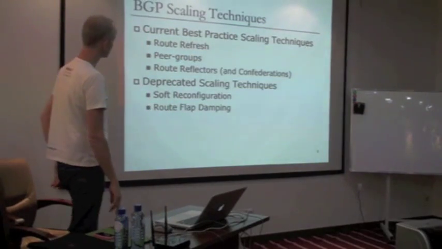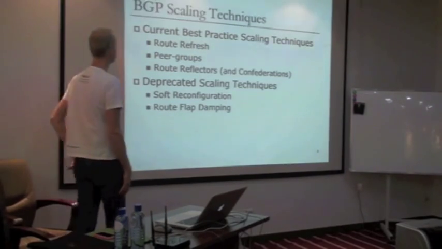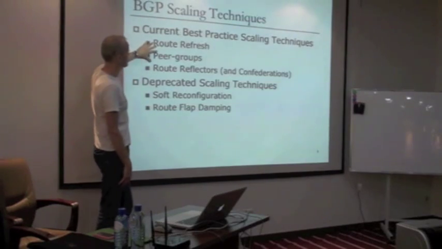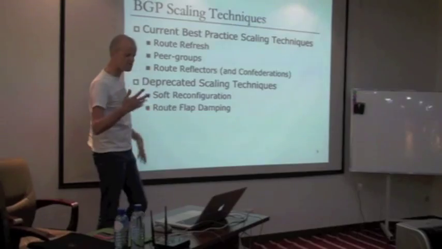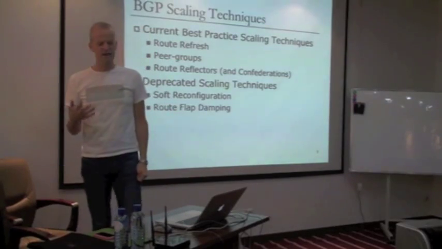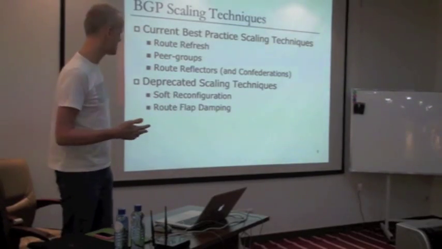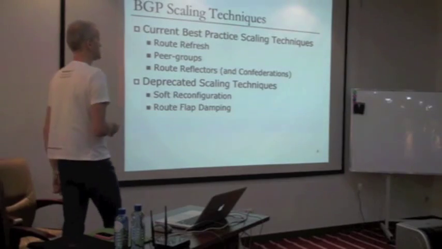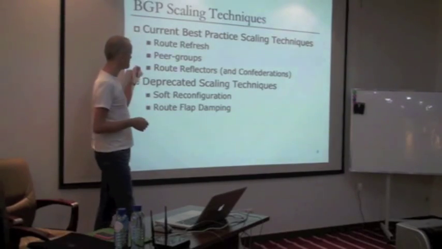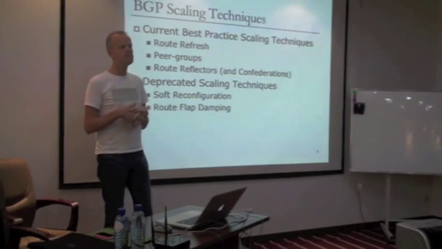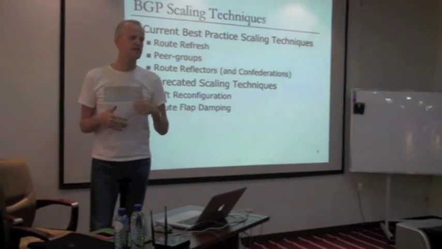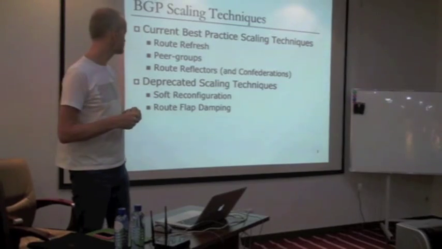So the current scaling techniques would be these ones. These are what folks are using quite a bit. There's the route refresh function that we talked a little bit about yesterday. Peer groups is all about Cisco IOS configuration, making the configuration simple. Other vendors have similar concepts. And there's the BGP route reflector as well, which lets us scale the BGP mesh beyond 30 or 40 routers.